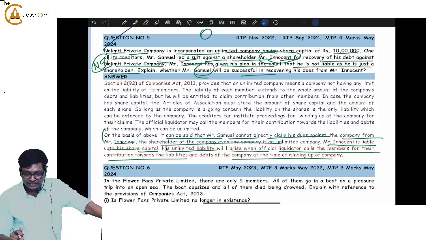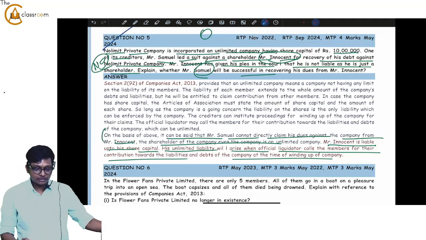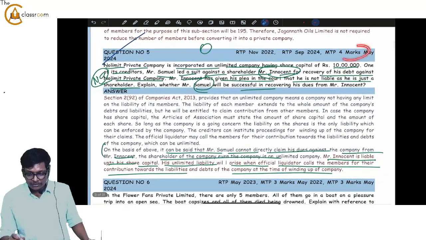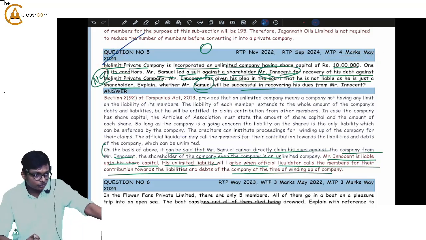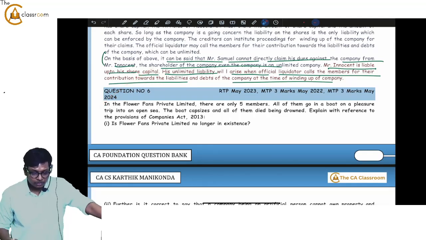Are you following, guys? When it came, November 22, RTP September 24 for your exam. Are you following, guys? பார்க்கவே இல்லை சார் அப்போ. Okay. What if this came in exam for 4 marks? It came MTP 4 marks and May 24 it came. It came, yes, no. Anyone here wrote May? Fine. Next, question 6.